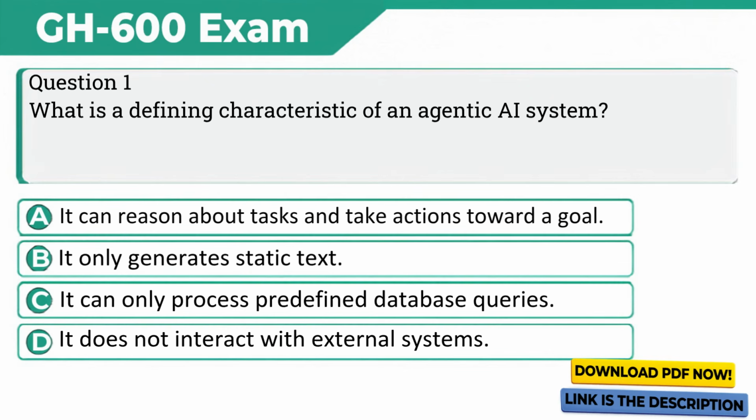Question 1. What is a defining characteristic of an agentic AI system? A. It can reason about tasks and take actions toward a goal. B. It only generates static text. C. It can only process predefined database queries. D. It does not interact with external systems.